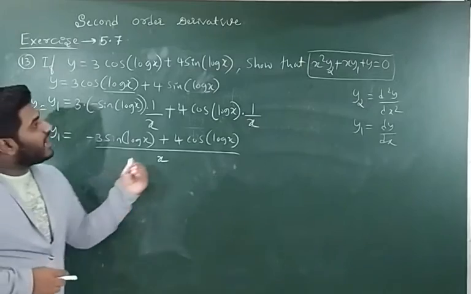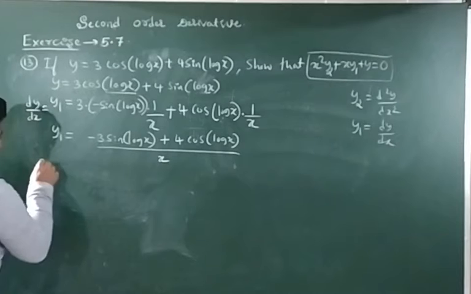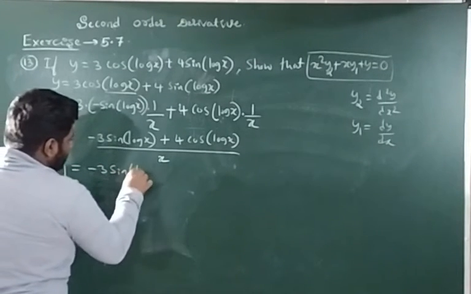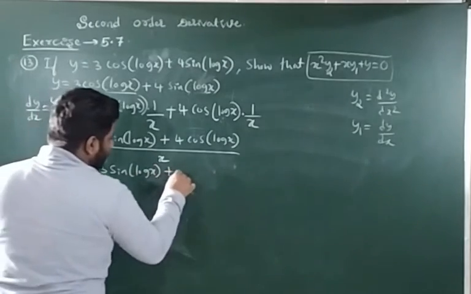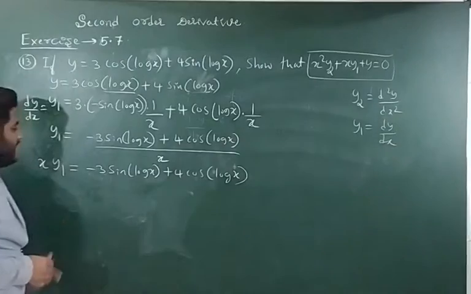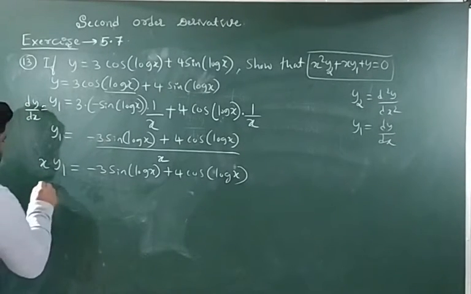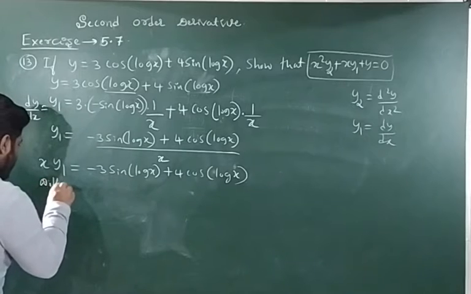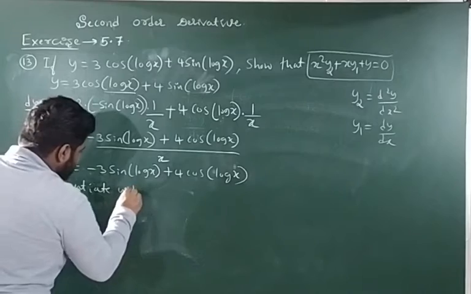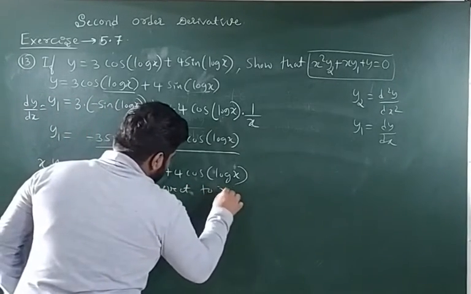Now what is our aim? Our aim is to show this equation, right? So take x to this side. What are you getting? x y1 is equal to minus 3 sin of log x plus 4 cos of log x. Right. Now again differentiate this equation with respect to x.